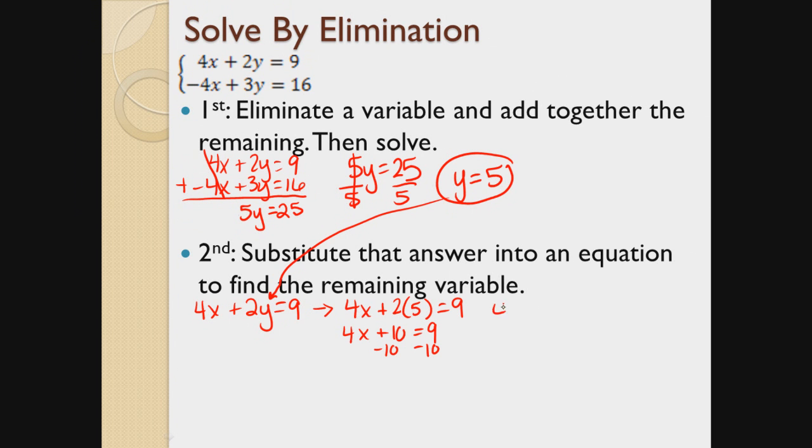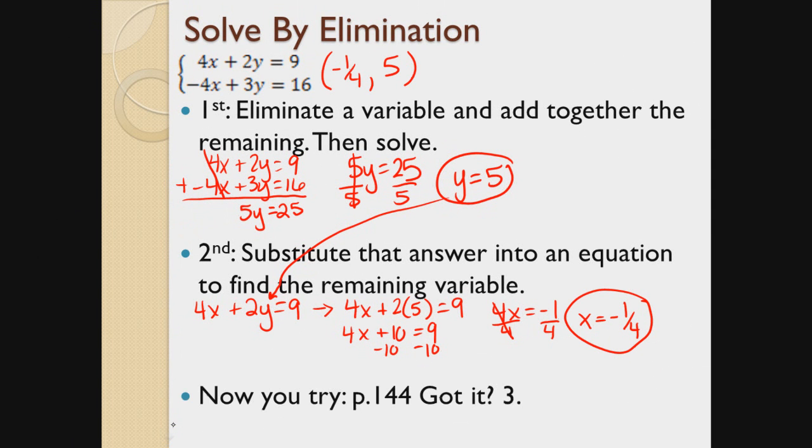Subtract 10, 4x would equal negative 1. Divide by 4, and x would equal negative 1/4. So now that I know what x and y is, we write our answer as the point negative 1/4, comma, 5. Now you try. Open your book to page 144 and try Got It number 3. Remember to pause the video so that you can try the answer and look your answer up in the back of the book. When you are ready, hit play and continue on.